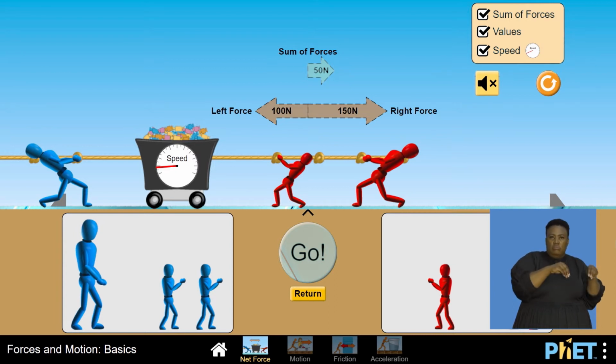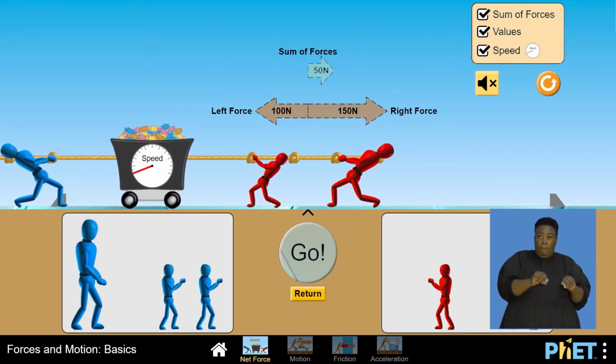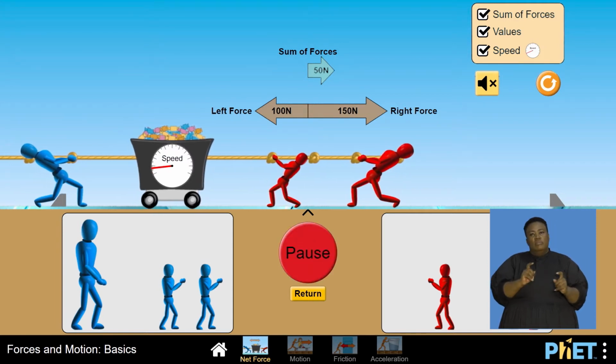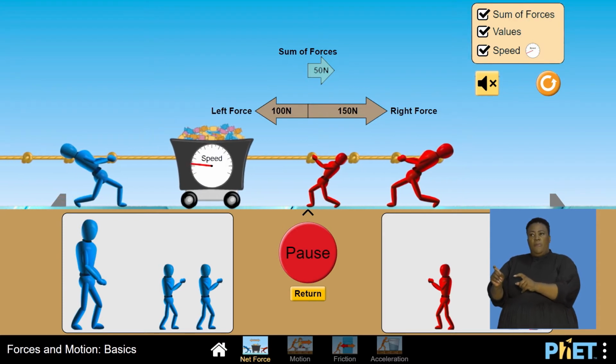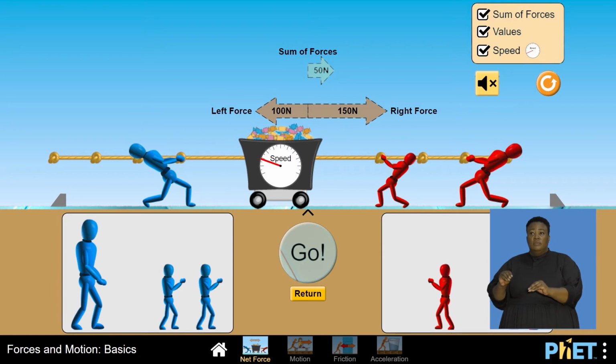But my net force is to the right. So watch what's going to happen. It's going to slow down. It stops for a brief second. And now watch. Now it's going to speed up in the other direction. Okay? Now it's a tug of war. So let's just pause it there. It's speeding up. It's getting faster.